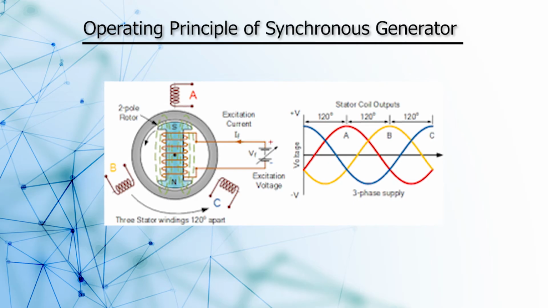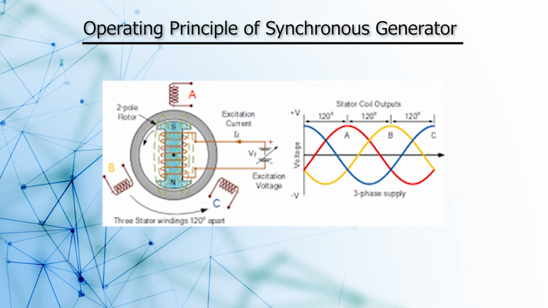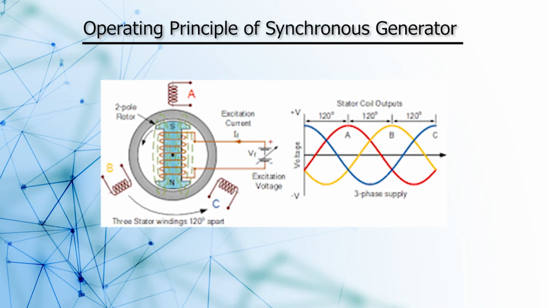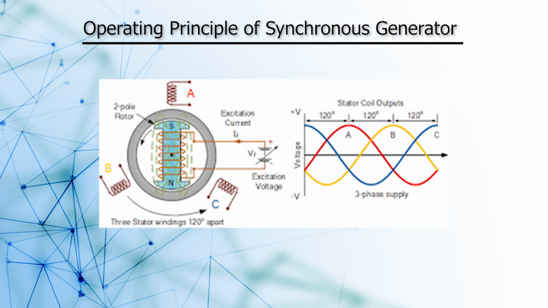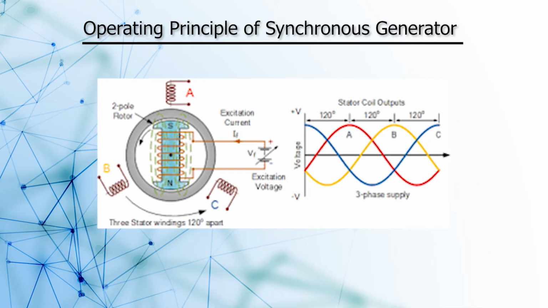The field winding is put on the rotor, as you can observe, and we are giving the DC excitation. And this DC excitation can be controlled by varying this voltage Vf, the field winding voltage. And one more thing you can observe in this diagram is that the displacement between the three phases is 120 degrees. So you have a balanced three phase.